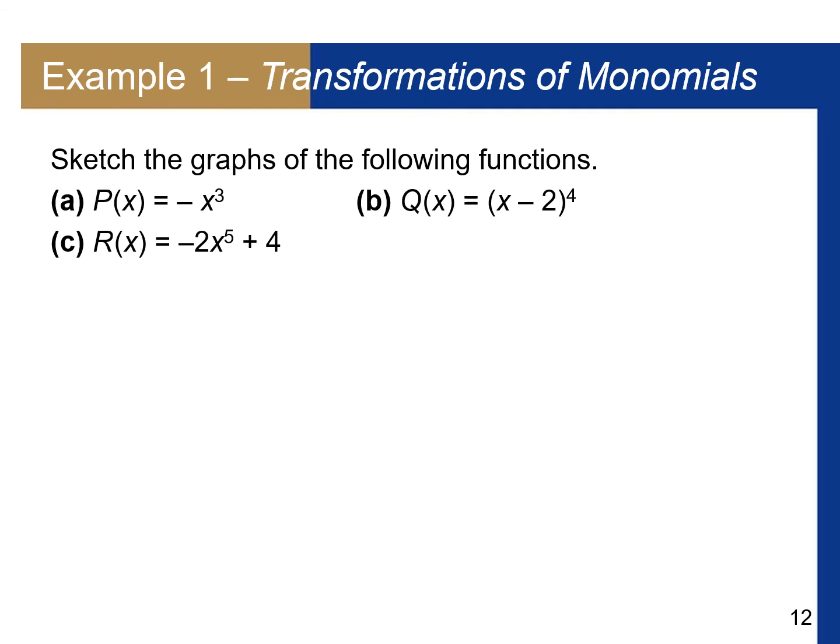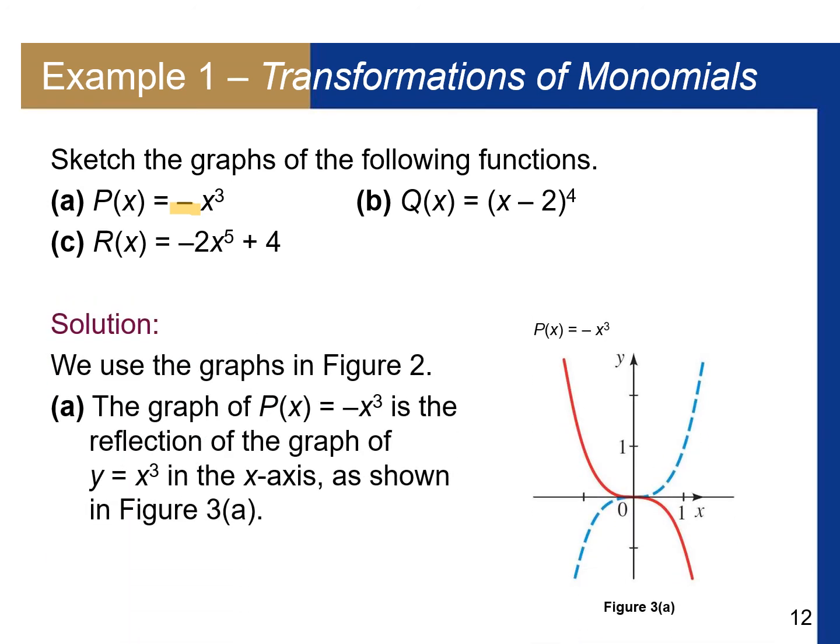So sketch the graph. Right here we see in the front that we have a negative, so that should tell you that this flips around the x-axis. So here was my x to the third, and I just flip it around the x-axis. So I just take this and flip it over, and now it becomes the red line here.